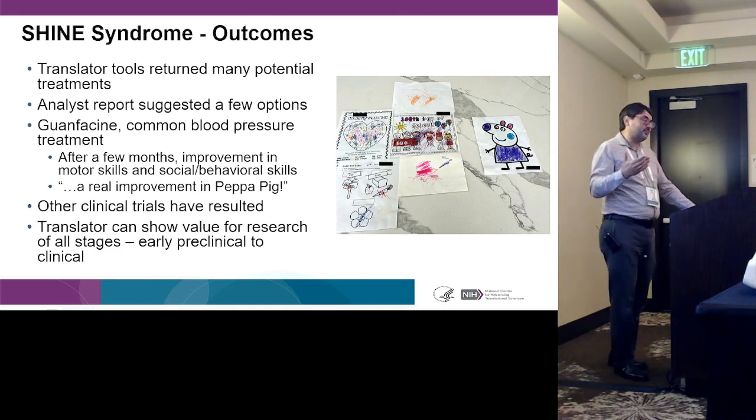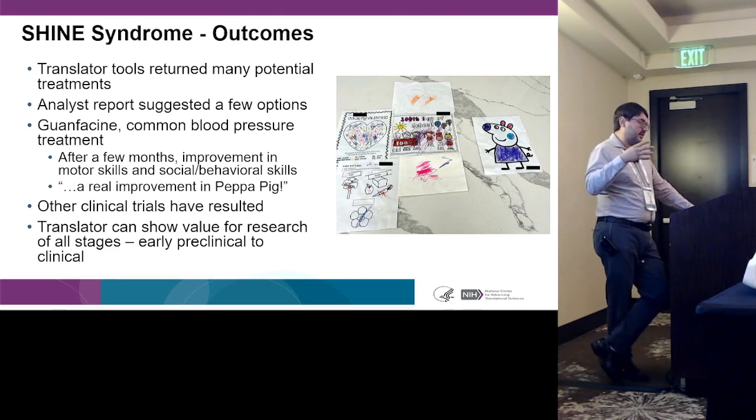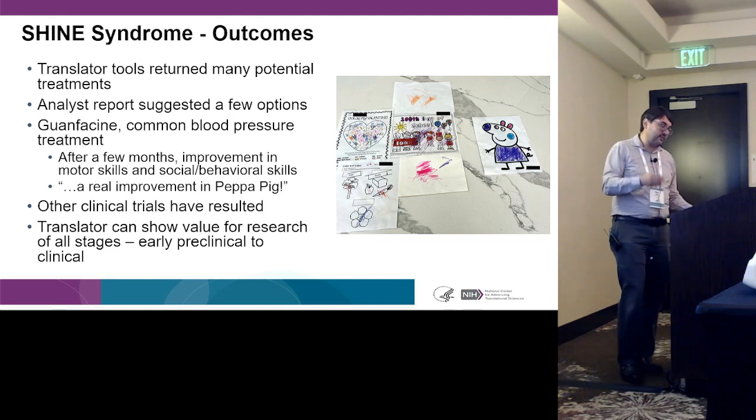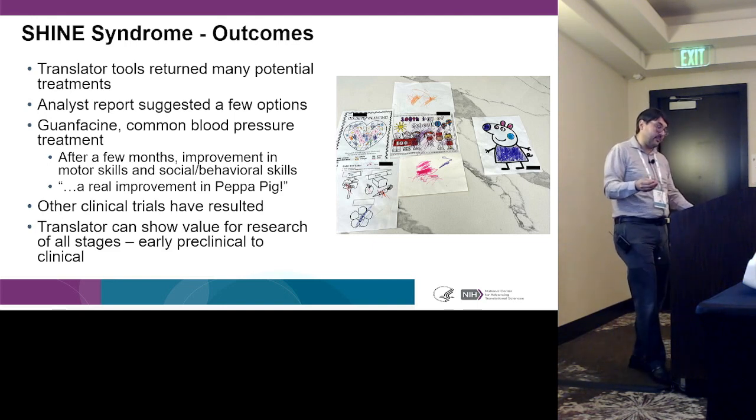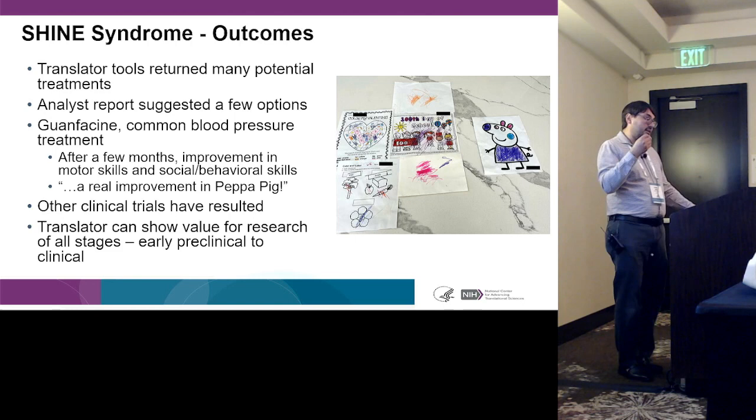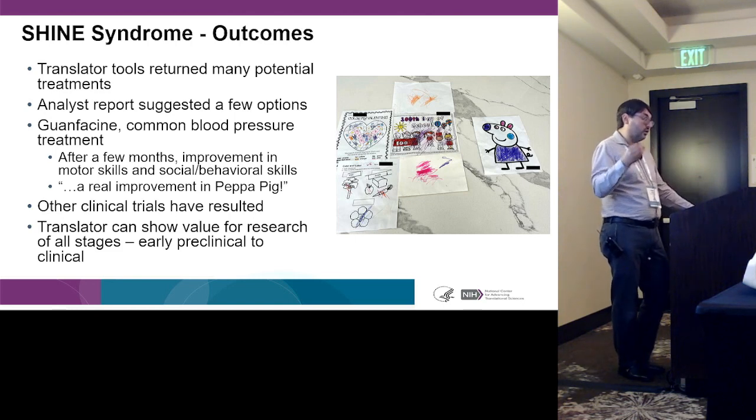We have other examples of results from Translator queries that have led to advances at different levels of translational research. We know of several cases where Translator results led directly to clinical trials, as I mentioned before, including one for treatment of activity-dependent neuroprotective protein, or ADNP syndrome, as well as trials testing both acute and long COVID treatments.